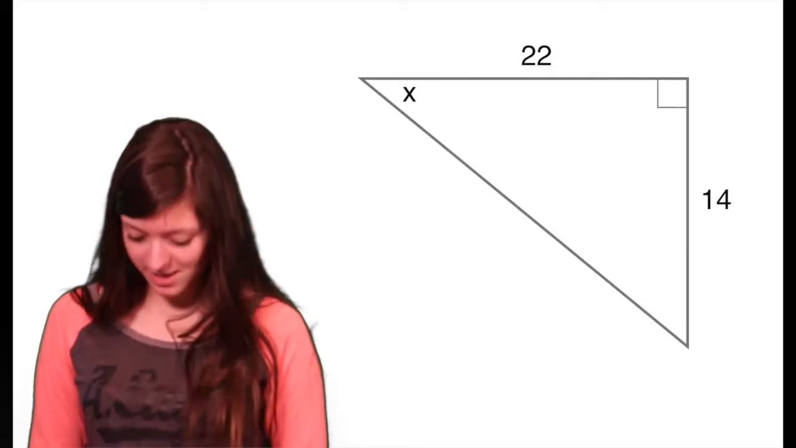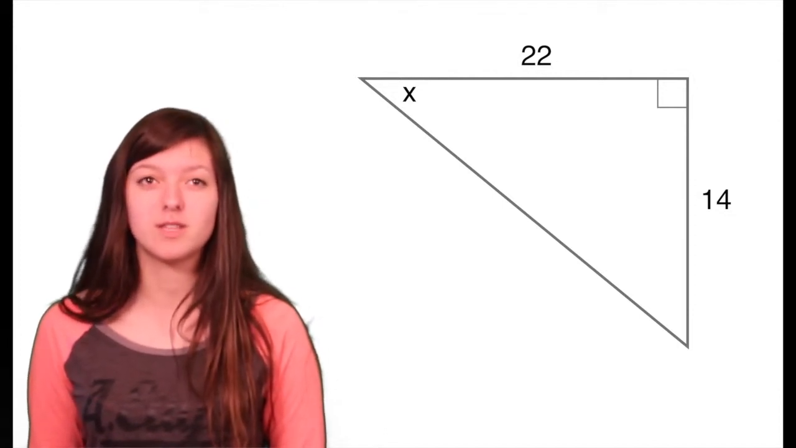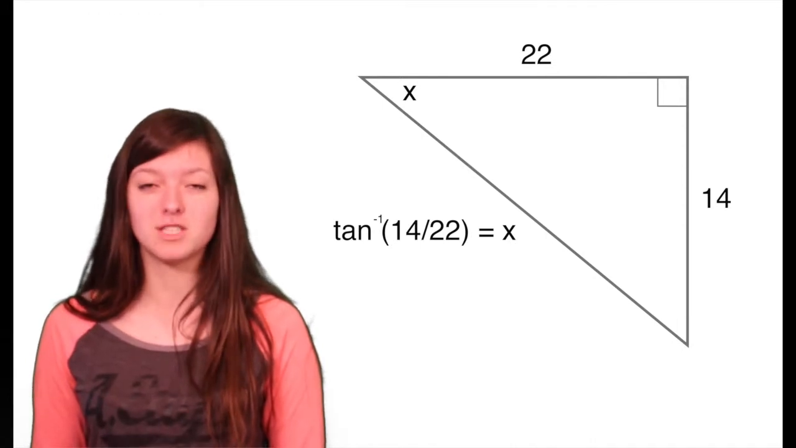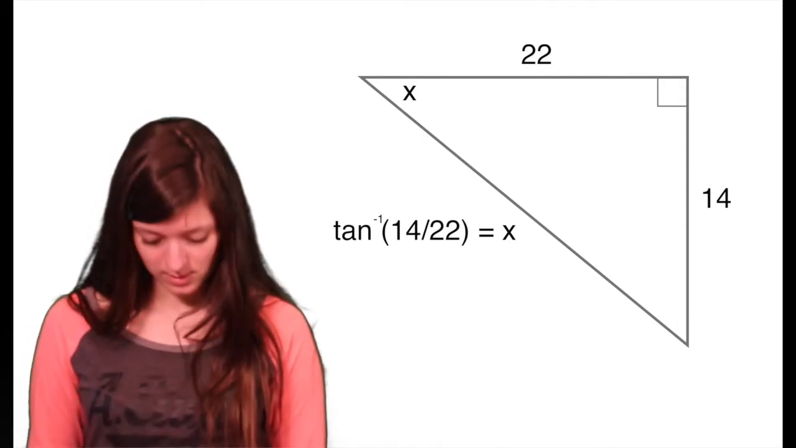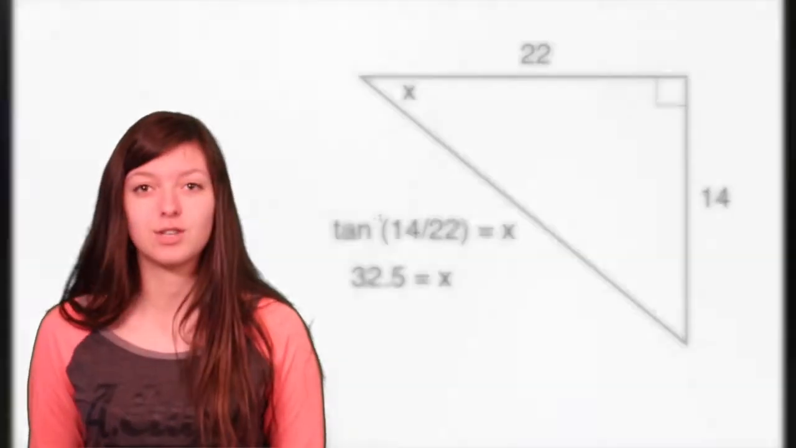We can use the inverse of sine, cosine, or tangent to find the angle measures. In this problem, we're going to find the angle measure. Because we have the opposite and adjacent side lengths, we're going to use inverse tangent. We can set up the equation inverse tangent of 14 over 22 equals x. Now we can punch this into our calculators and get about 32.5 degrees.